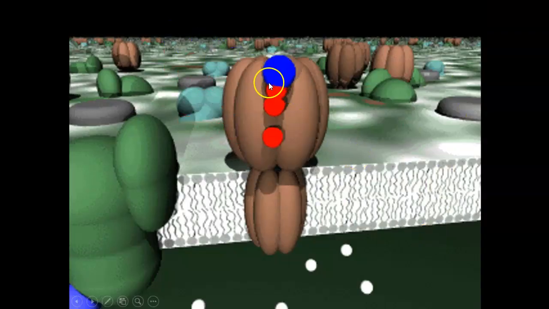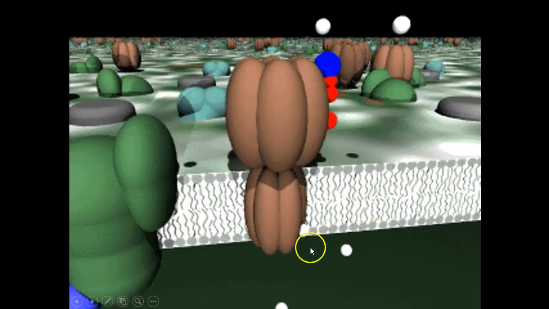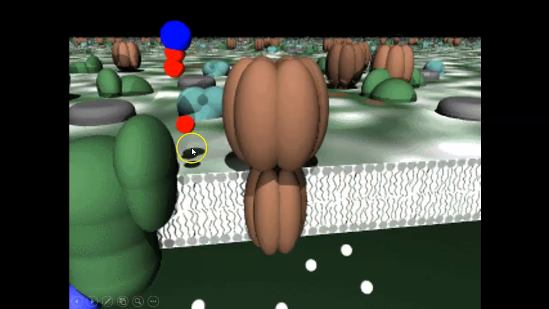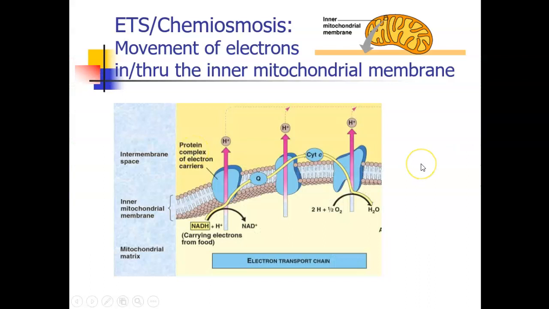You can see a little video. You have ADP, the hydrogen ions are flowing back through, and that produces ATP. So going through this again, reviewing the key steps, it's a bit tricky. The electron transport chain and chemiosmosis.